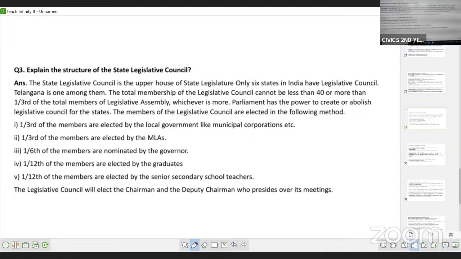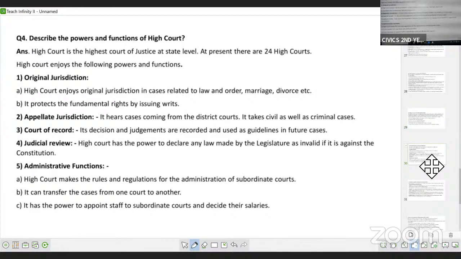And don't mug up the answer, don't learn it by heart. Try to understand the answer. Understand and write it. Next is explain the powers and functions of High Court. What are the powers and functions of High Court?